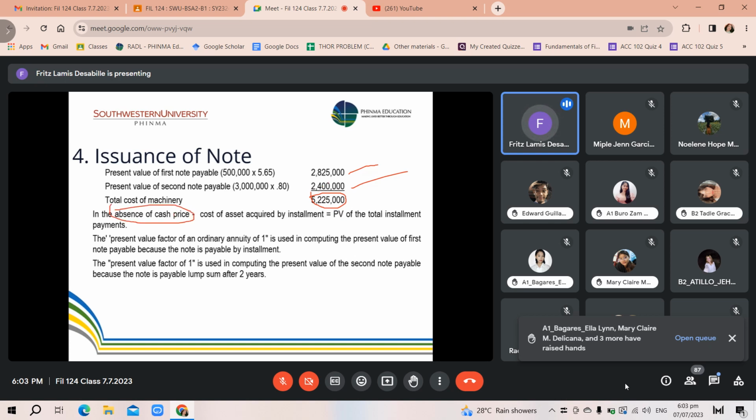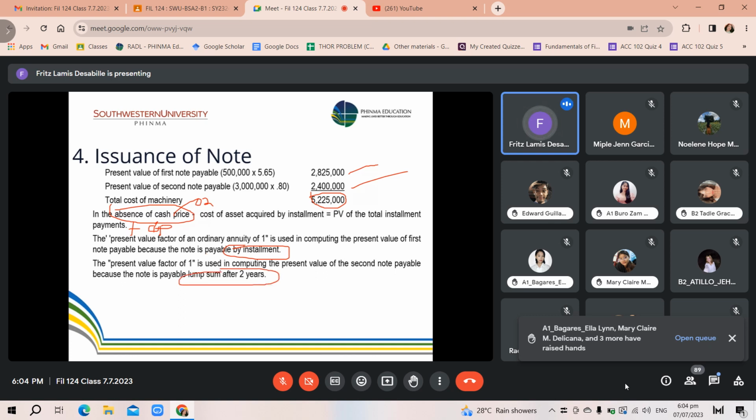This is option 2. The cost of the asset acquired by installment is equal to the present value of the total installment payments plus the down payment, or the present value of the note plus down payment. The present value factor of ordinary annuity is used in computing the present value of the first note payable because the note is payable by installment or periodic payments. The present value factor of 1 is used for the second note payable because it is payable in a lump sum after 2 years.